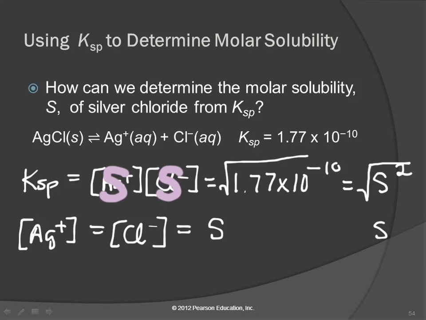So you definitely need a calculator for this one. 1.77 EE minus 10 square root. So S equals 1.33 times 10 to the minus 5.